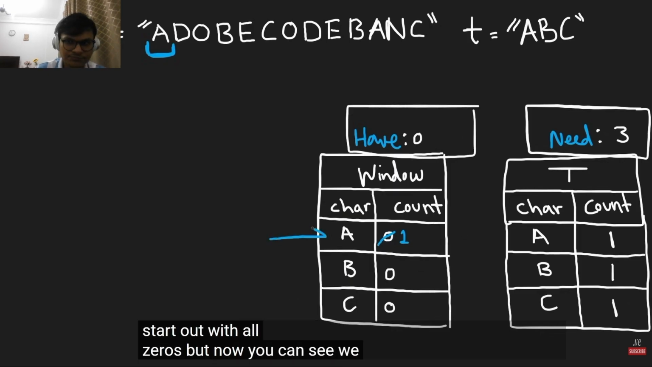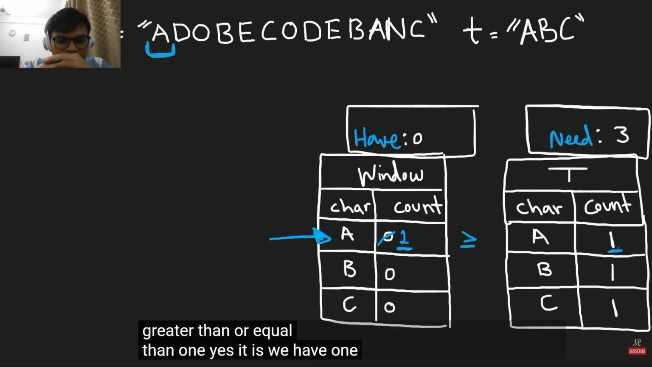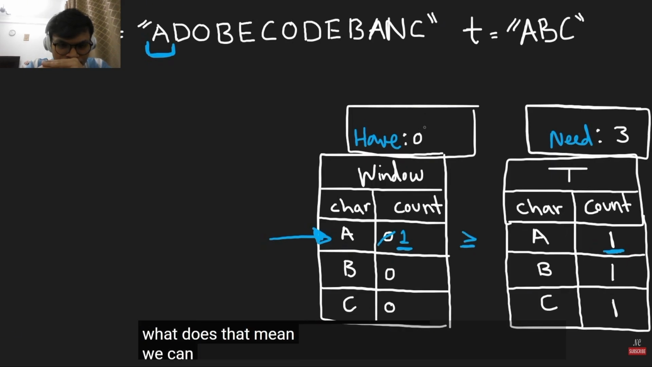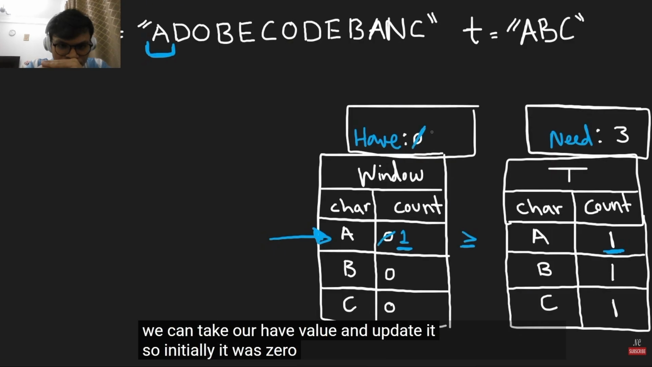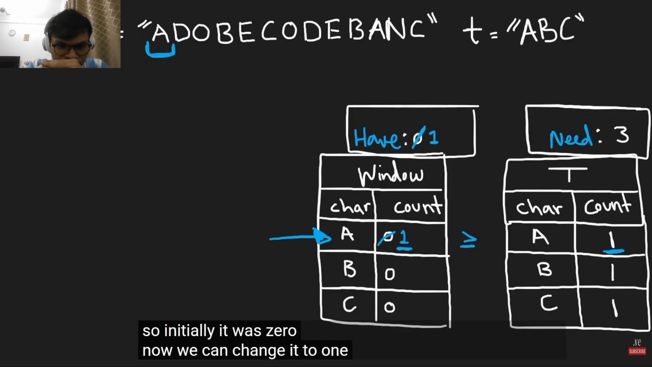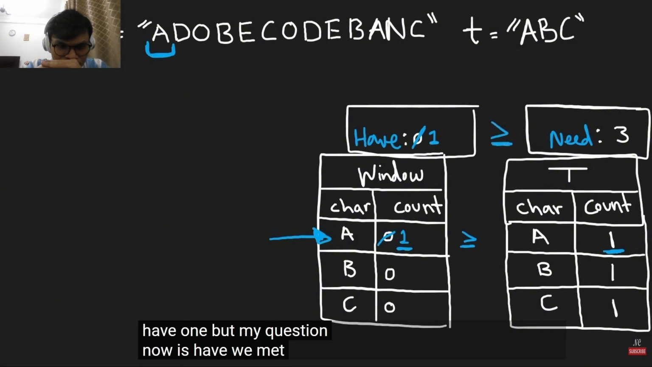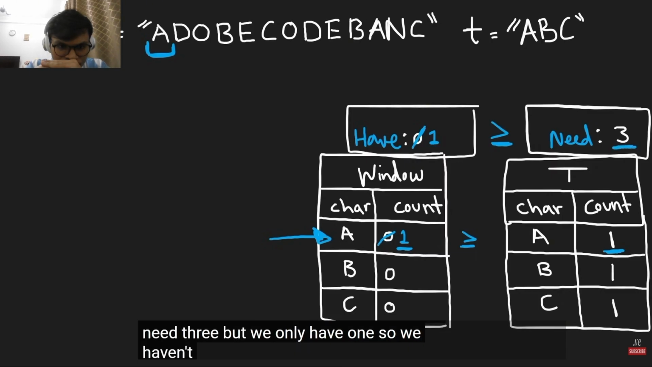But now you can see we just added an A. So let's check just for this one character, have we met the condition? Is the count greater than or equal to 1? Yes, it is. We have 1 and we only needed 1, so we met the condition. So what does that mean? We can take our have value and update it. Initially it was 0, now we can change it to 1. So now we have 1. But my question now is, have we met the condition? Well, we need 3, but we only have 1. So we haven't met the condition.